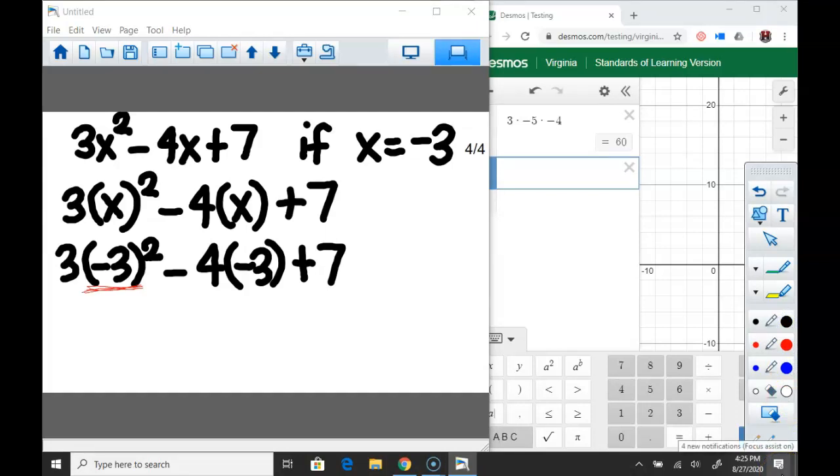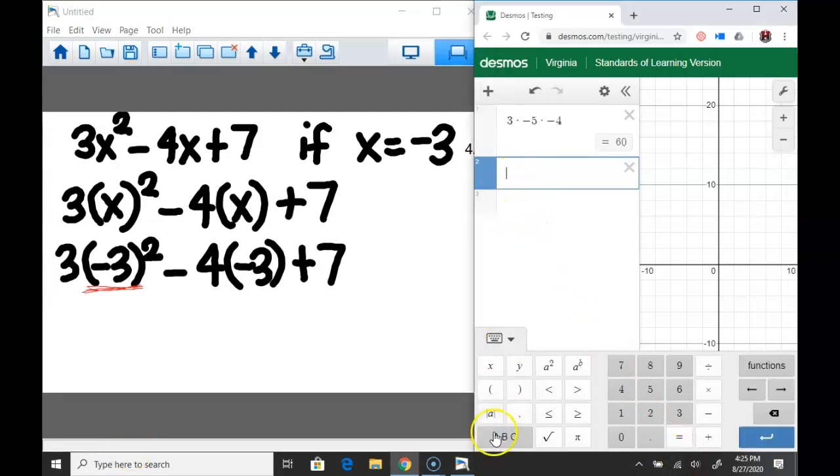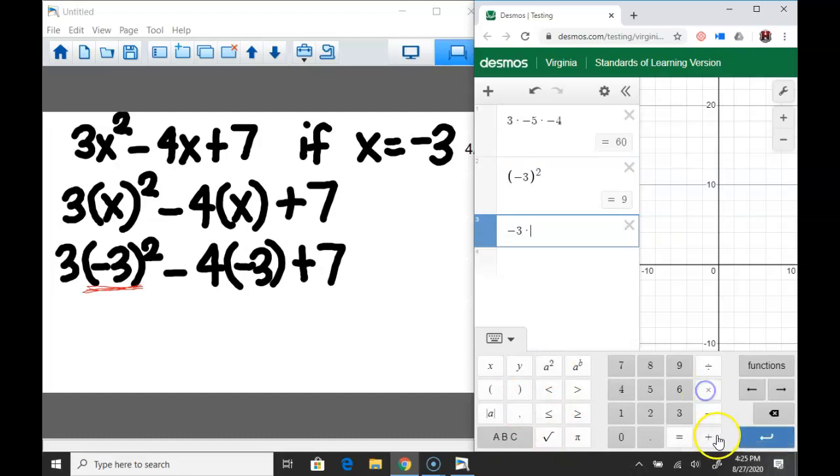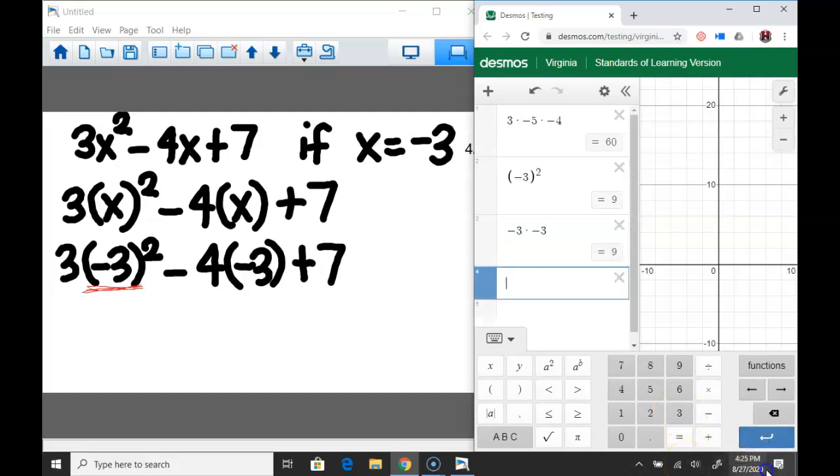Do we have grouping symbols? We have parentheses, but just one number inside, so no grouping. Do we have an exponent? And the answer is yes. We want to do negative 3 squared. So remember, type that in over here by putting parentheses, and then negative 3, and close the parentheses, and then hit that squared button. So notice that's a positive 9. Remember that negative 3 squared means negative 3 times negative 3. So it's got to be positive 9, not negative.